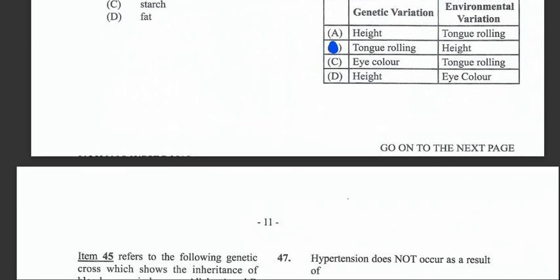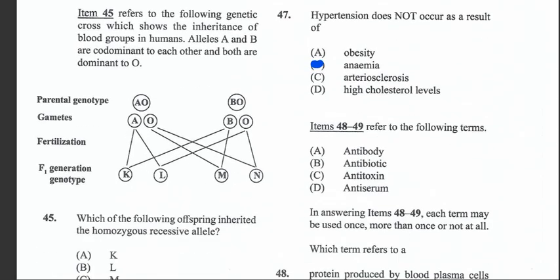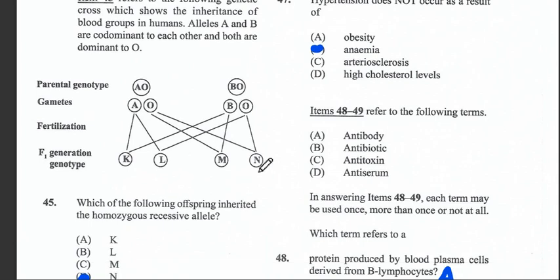Good. Number 45. It refers to the following genetic cross, which shows the inheritance of blood groups in humans. Alleles A and B are codominant to each other and are both dominant to O. So what we are seeing here, guys, is most likely showing some blood groups, A, B, and O. We're talking about the gametes, fertilization, and the parental genotypes. So we have AO, BO, but it's different in the sense.